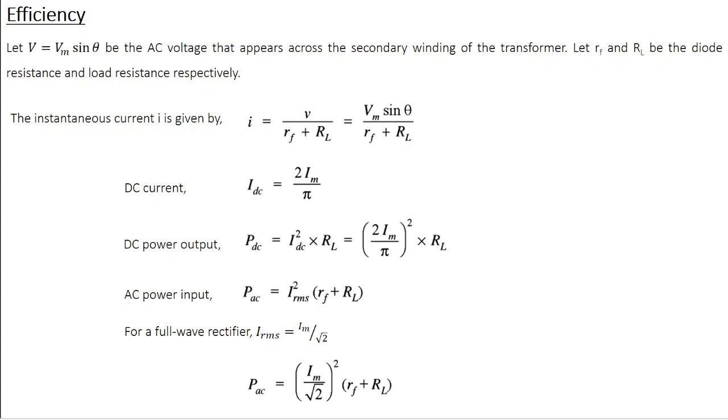Now what about efficiency? So this is one of the major advantages of a full wave rectifier over a half wave rectifier. So as before, let's say V equal to Vm sin theta is the AC input voltage that appears across the secondary winding of the transformer. RF is the internal resistance of the diode. RL is the load resistance. Then the instantaneous current I is given by total voltage Vm sin theta divided by total resistance RF plus RL.